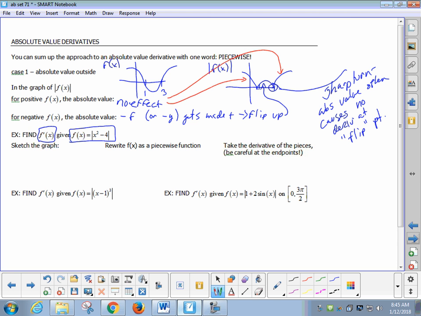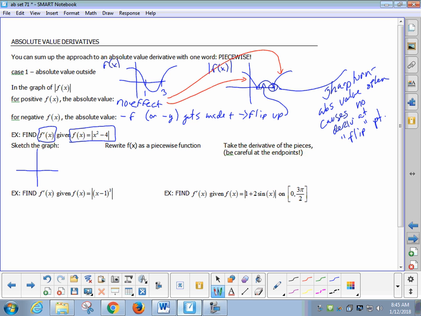You do the derivative almost completely in terms of absolute value. There's a bit of a gimmick. We'll talk about it in a week or so. But for now, we're going to do it the normal way, which is to go piecewise. First, sketch the graph. What does the graph of that look like, please?